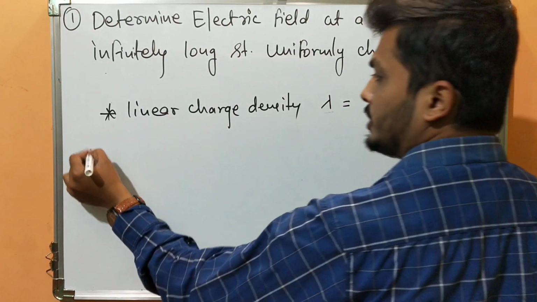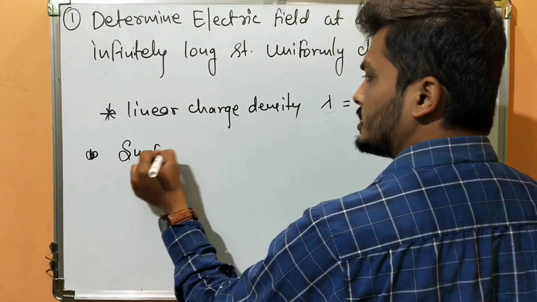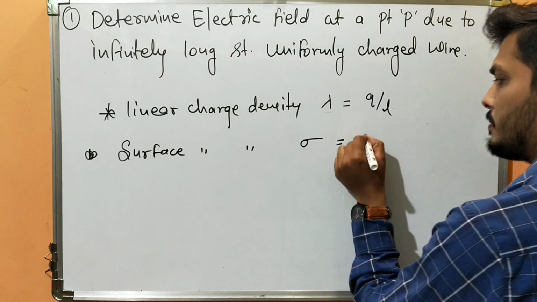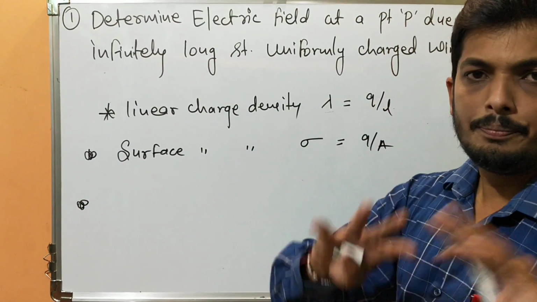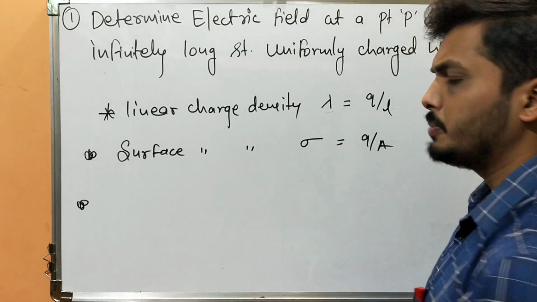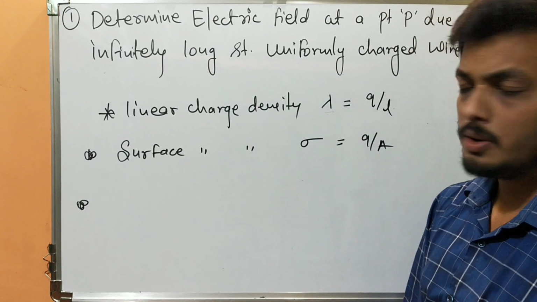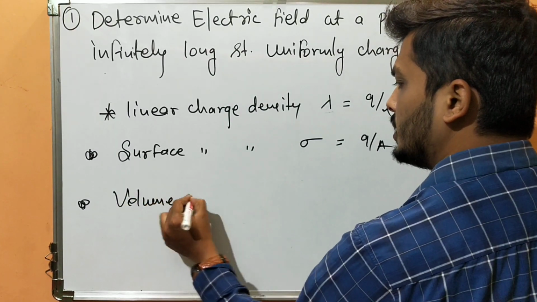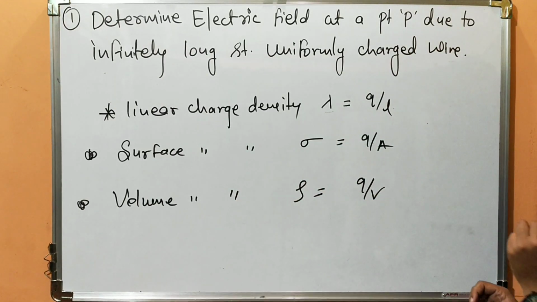If the charge is distributed over a surface area, it is called surface charge density, denoted by sigma. Sigma is Q by A. And if the charge is distributed over a particular volume, maybe a sphere or cylinder or hemisphere or triangular cone, a 3D object, it is volume charge density, denoted by rho, and rho is Q by V.